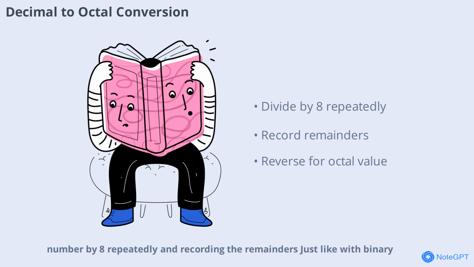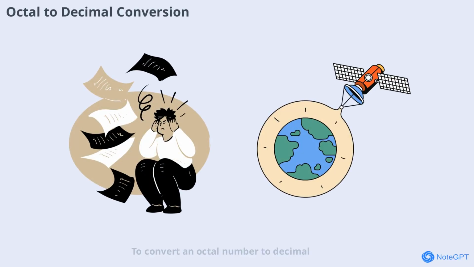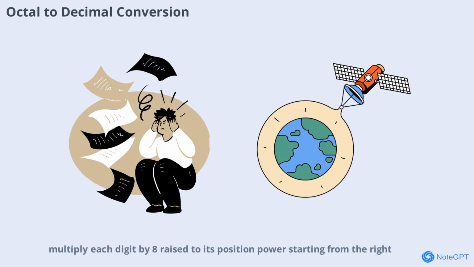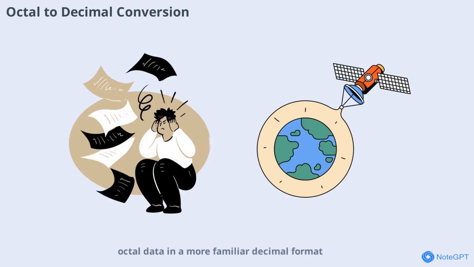Just like with binary, the octal equivalent is formed by reading the remainders in reverse order. This conversion is useful in digital systems where octal representation is preferred for simplicity. To convert an octal number to decimal, multiply each digit by 8 raised to its position power, starting from the right. Add up all the products to get the decimal value. This method is straightforward and helps in interpreting octal data in a more familiar decimal format.